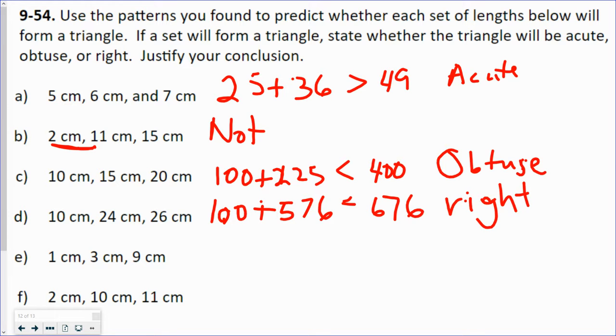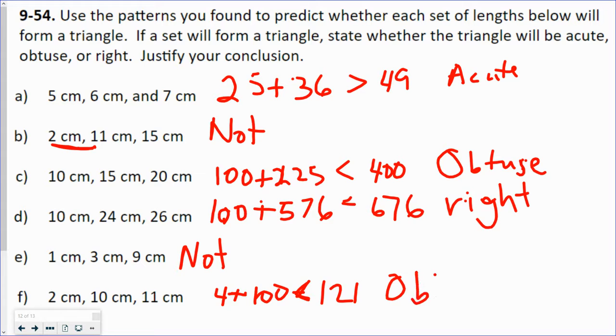Cool. All right. Letter E, 1, 3, and 9. Well, 1 plus 3 is 4. That's not a triangle again because it's less than 9. Last but not least, 2, 10, and 11. 2 squared is 4. 10 squared is 100. And 11 squared is 121. Oh, 4 plus 100 is less than 121. So therefore it is obtuse.